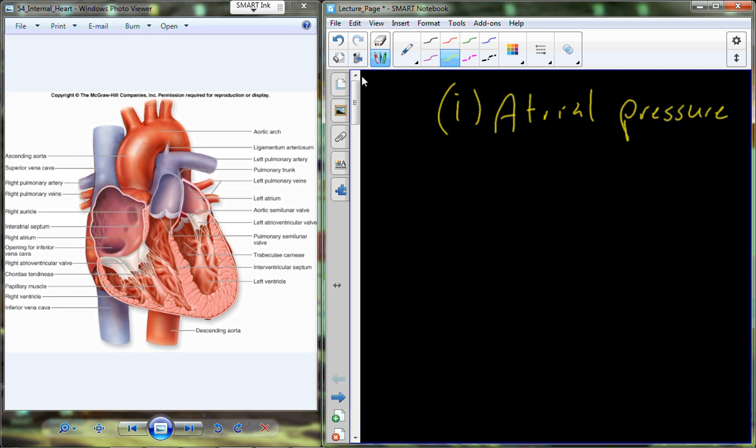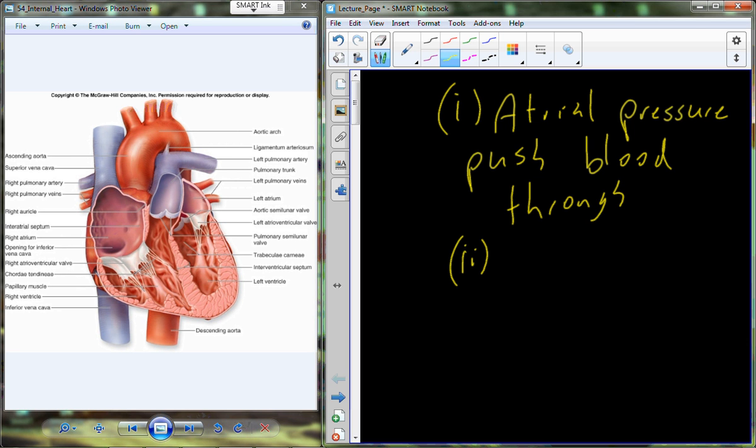So atrial pressure is actually going to be what is responsible to push the valve open and allow blood through. And as long as the pressure in the atria is higher than the pressure in the ventricle, the valve will be maintained open and allow blood to flow.